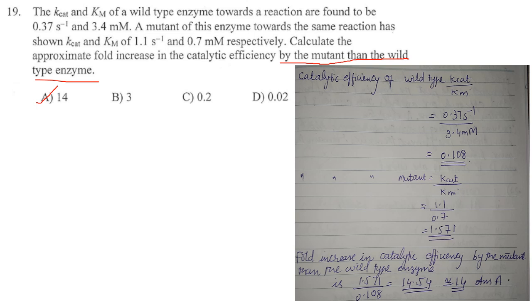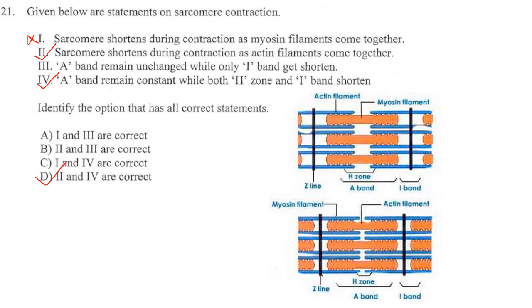So, catalytic efficiency of wild type will be 0.108 and mutant will be 1.571. Now, fold increase in the catalytic efficiency by the mutant than the wild type will be 1.571 divided by 0.108. So, it will be 14. Answer is option A. Then next one.